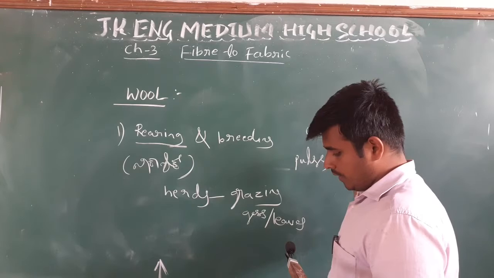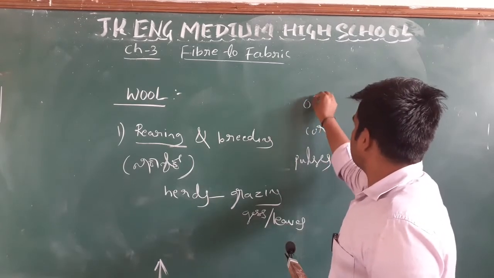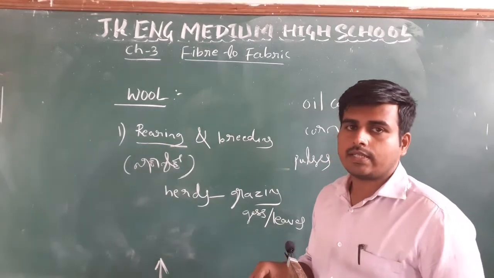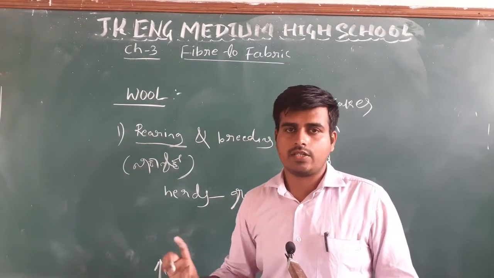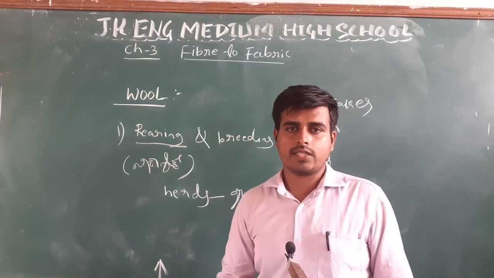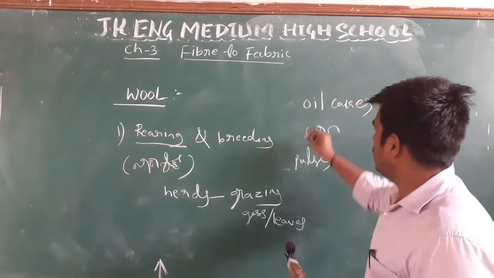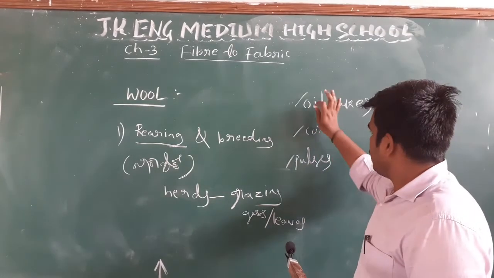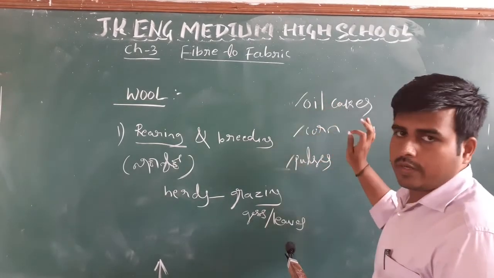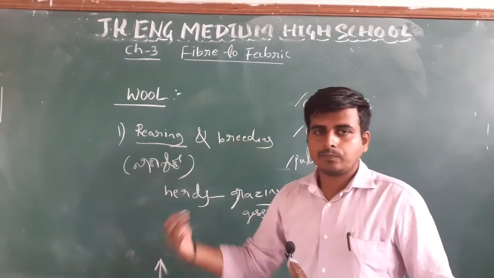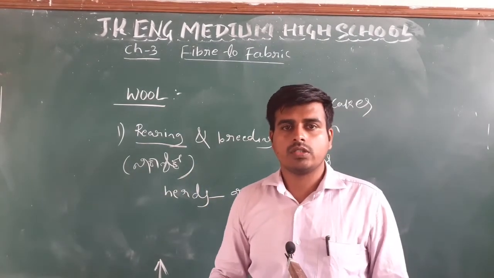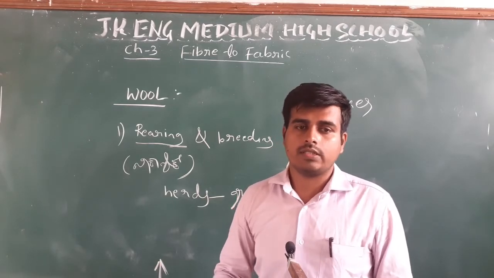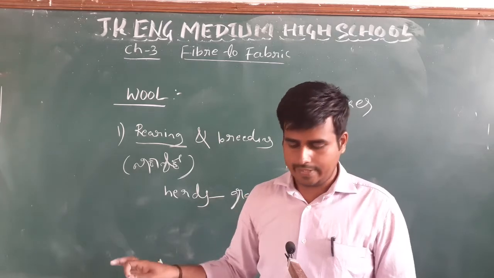Corn. Oil cakes. What do you mean by oil cakes? After taking the oil from the seed, the remaining cake-shaped material is oil cake. These all contain rich protein. If you provide these types of rich protein food to the sheep, they can easily grow hair, and the quality of the hair is improved. It is known as rearing.